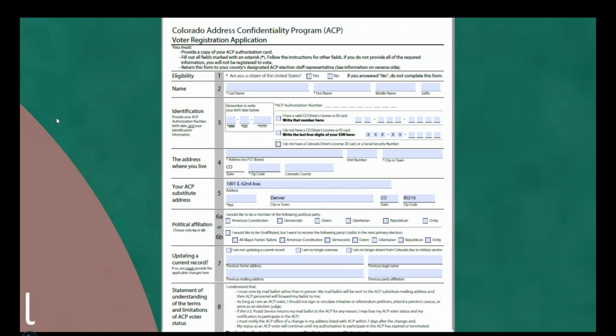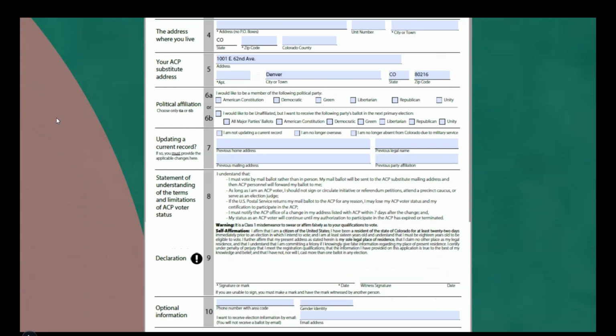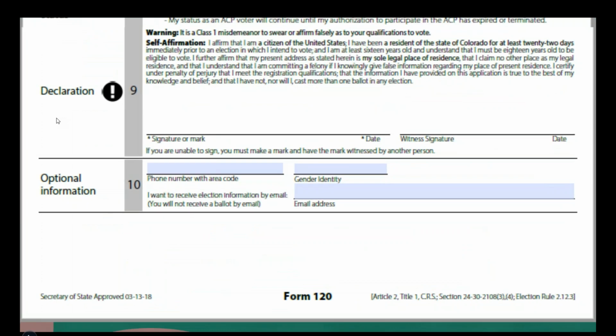It goes directly to the county that they reside in, and it doesn't come back to us. From there, there are 2 ACP election staff members who manage ACP voters, who enroll them, and who will process any changes so that they're always getting the correct ballot. That's just the bottom half of that form. It's a long form.